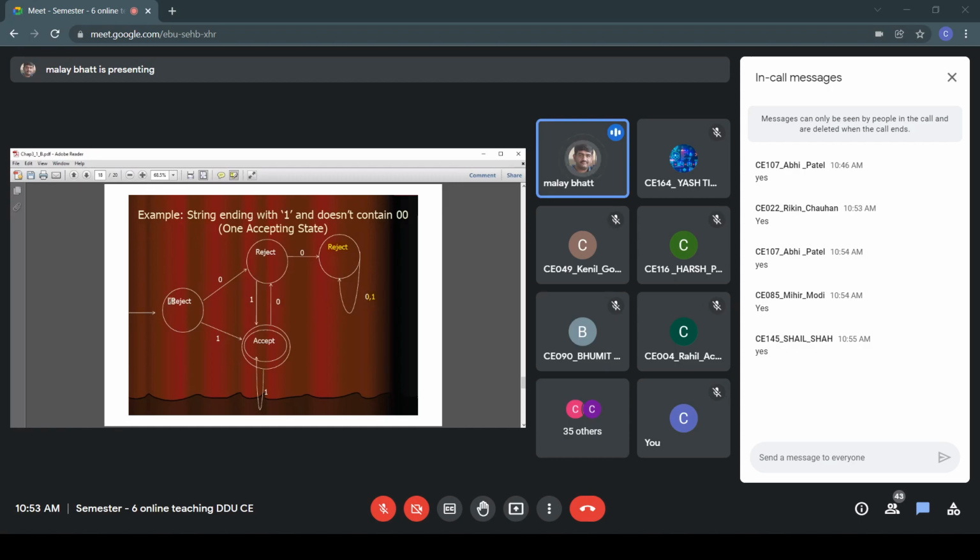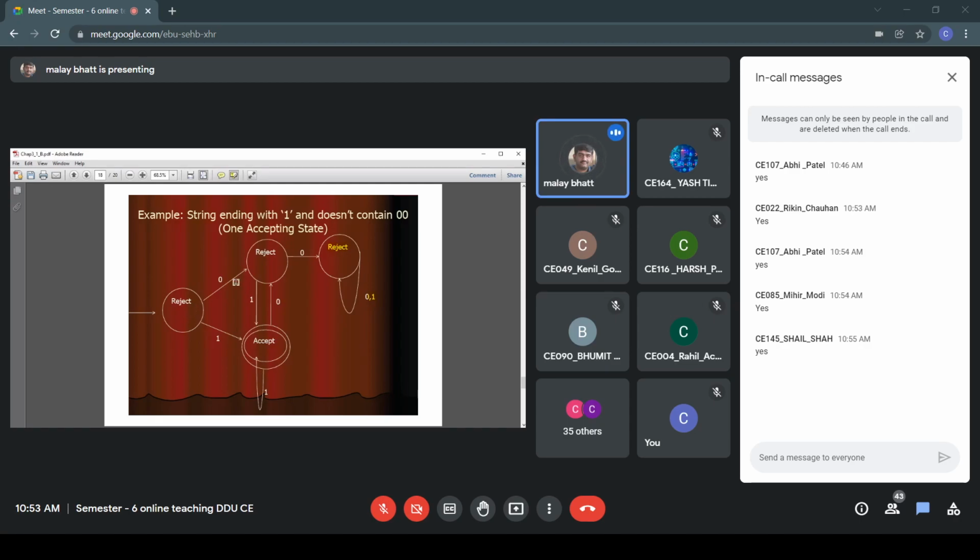Then you can see from the null state, we have one outgoing arrow for 1. So from the null state on 1, it will directly go to acceptance. So 1, double 1, triple 1, everything will be in the accepting state. Now from 0, if I get 1, it becomes 0, 1.